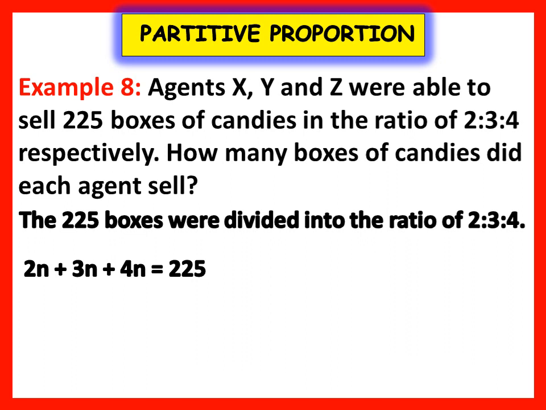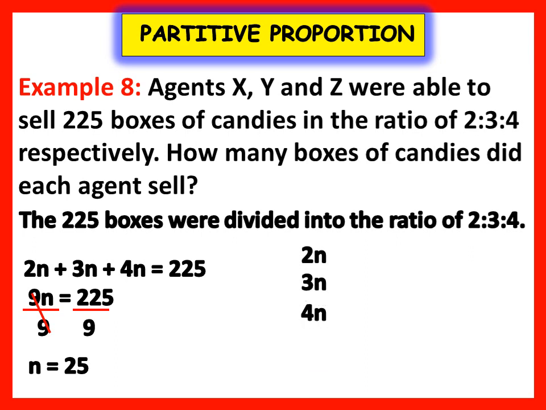Okay, adding these 2, 3, and 4, that will give us 9n. Then bring down 225. Then let us solve for n. Divide both sides by 9. So 9 divided by 9 is cancelled, or 1. And 225 divided by 9 is 25. So our greatest common factor is 25. Okay? So we will have 2n, 3n, and 4n. That is for the partition. And our n is 25.